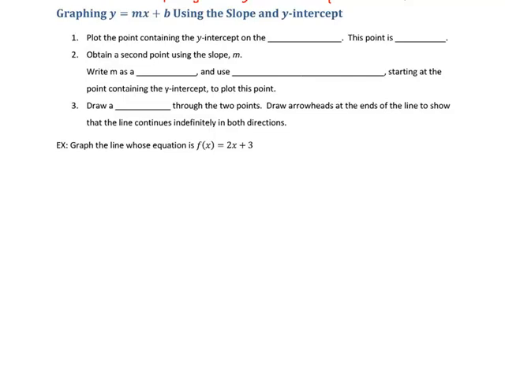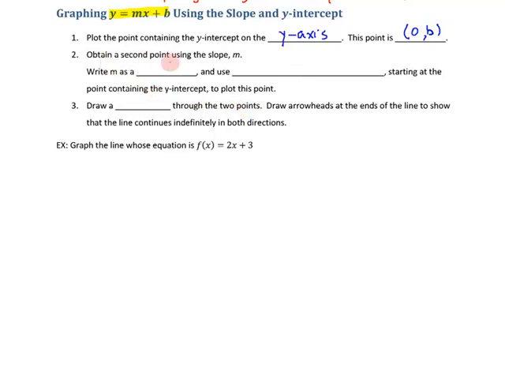Graphing y is equal to mx plus b using the slope and the y-intercept. If it's in this form already, the form we are referring to as the slope-intercept form, then to graph it, what we do is we start by plotting the point on the y-axis. That is, plot the point containing the y-intercept on the y-axis. The point technically, if you write it as coordinates, is the point 0, b, right? Because it has a y-intercept of b.